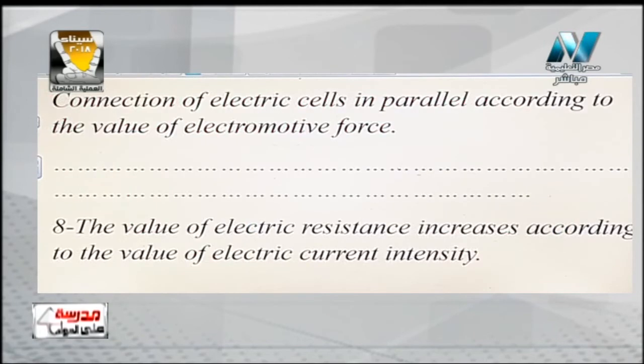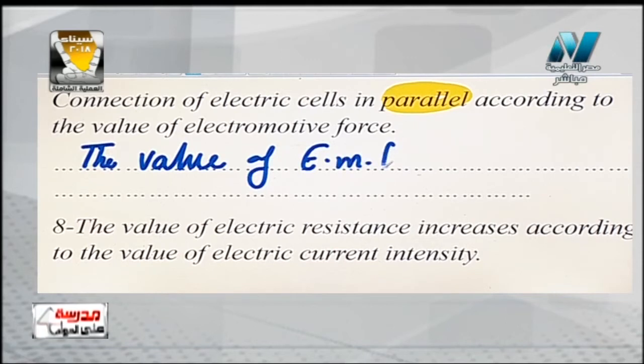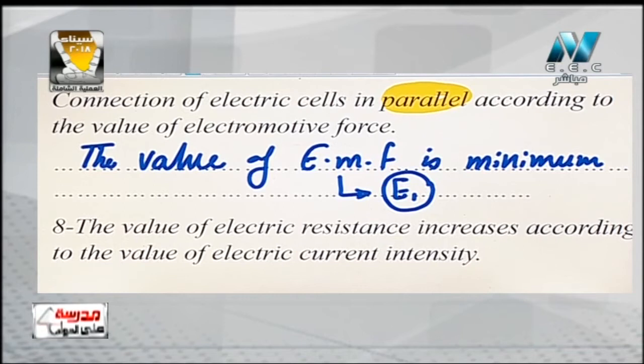Next question here, dear students, is what? It says, what happens, pay attention, what happens to the connection of electric cells in parallel according to the value of electromotive force. Here we have the same question but as give reason, but here what happens, we connect them in parallel but we talk about the electromotive force as the value from the parallel connection of the electric cells. So here we have to say the value of electromotive force is minimum, because in this case we know electromotive force equal E1 or electromotive force of one electric cell.